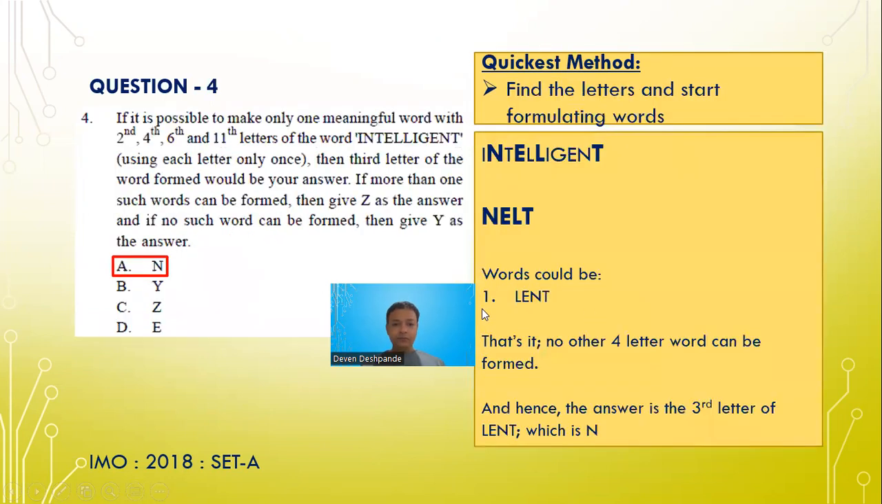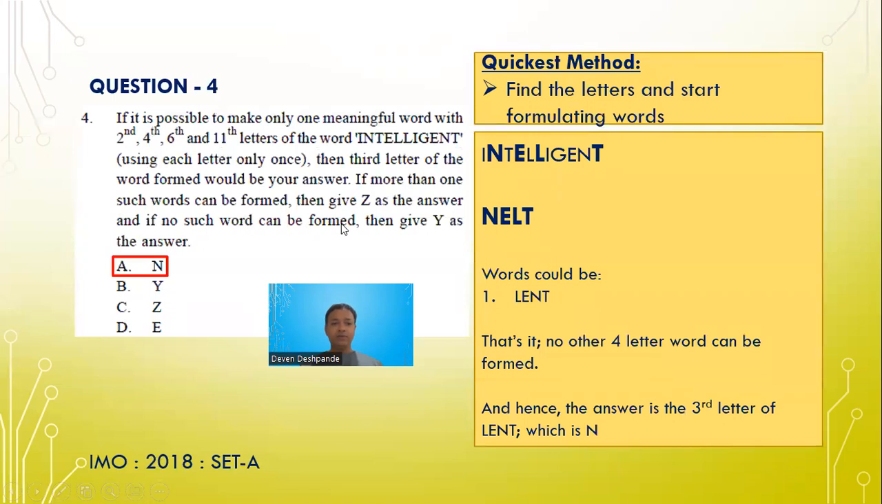Okay, next one. If it is possible to make only one meaningful word with the second, fourth, sixth, and 11th letters of the word intelligent, then the third letter of the word formed would be your answer. If more than one such word can be formed, then give Z as the answer. If no such word can be formed, then give Y as the answer. Intelligent, second, fourth, sixth, and 11th. Second is N, fourth is E, sixth is L, and 11th is T.